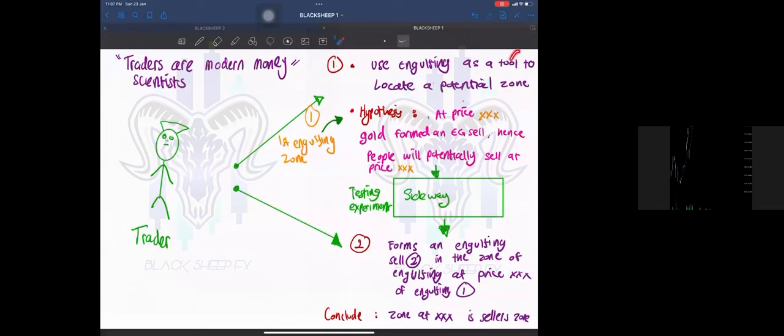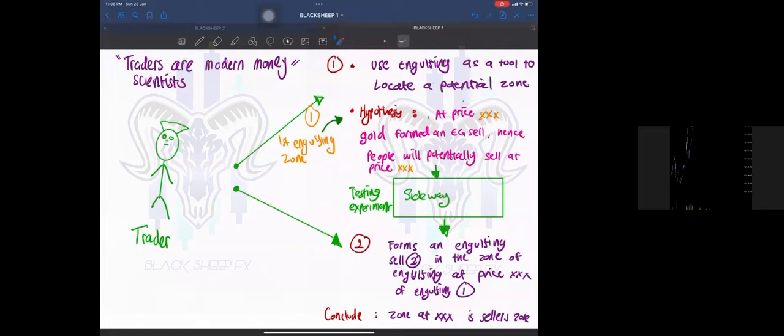So remember, a tool can only go so far. It's who handles the tool that will cause the outcome. I can give two swords. One guy will die and one guy will win, because one guy knows how to use a sword and the other guy doesn't know how to use a sword. So then, we begin as a scientist in developing our hypothesis.